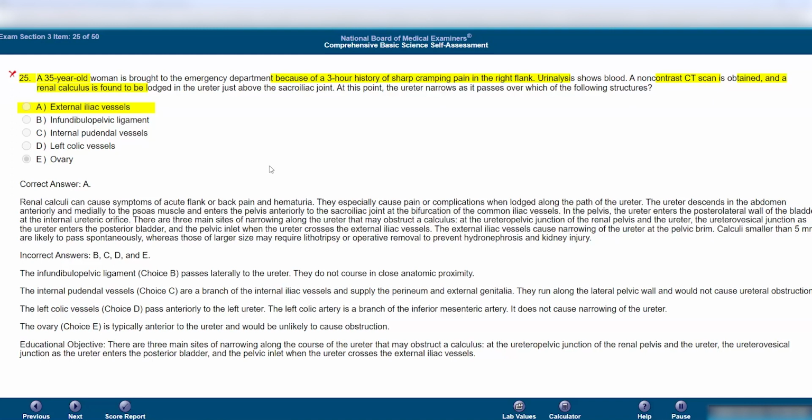Yeah, so this one. They especially cause pain. Yeah, this is kind of figuring out what vessels they're talking about. Trying to think, is there anything else that I can give you? No, I mean, this is an anatomy question, right? Straight up, yeah. When the ureter is close to the sacroiliac joint, that's kind of low, right? And so that's going to be your external iliac vessels. So this is an anatomy question. I don't think there's any kind of clinical standpoint you can take from this.